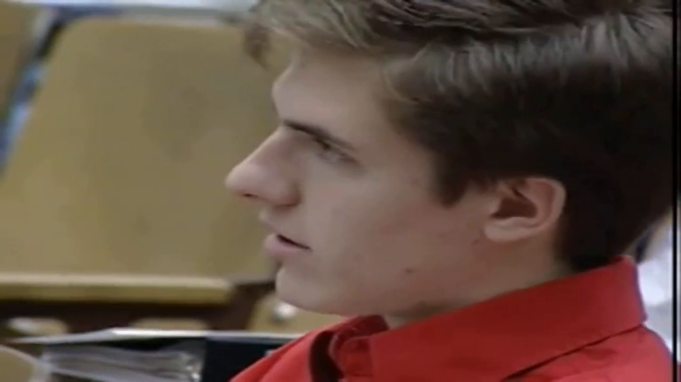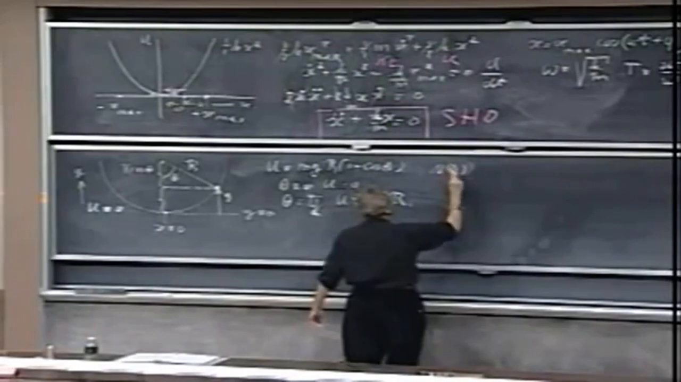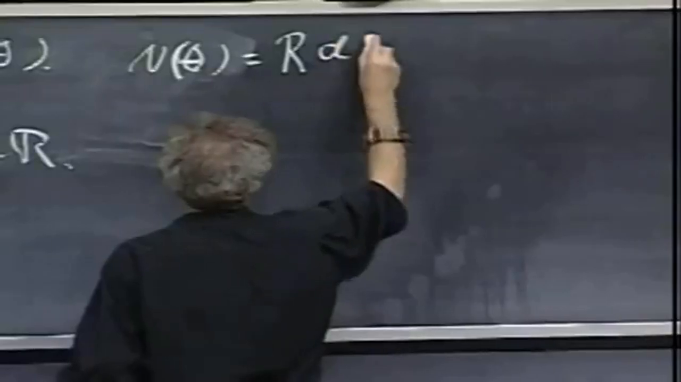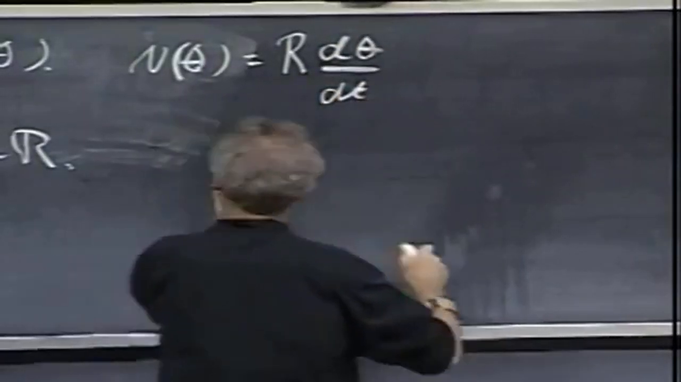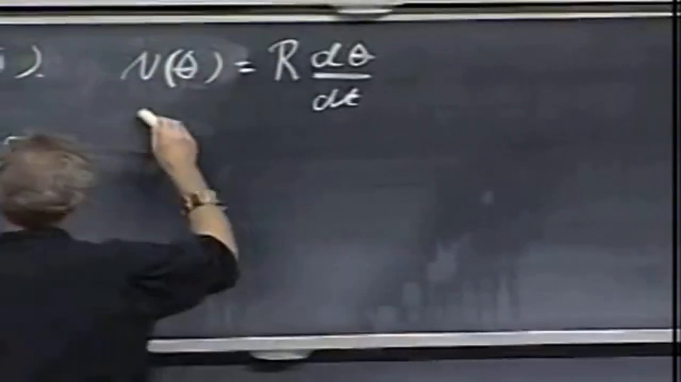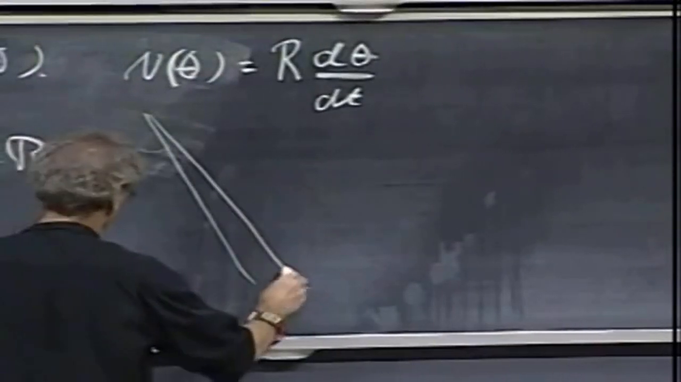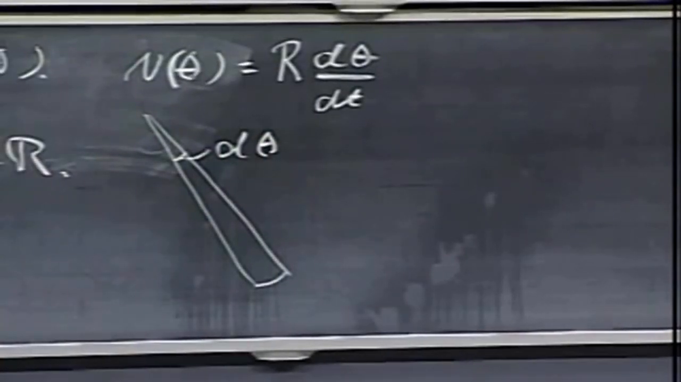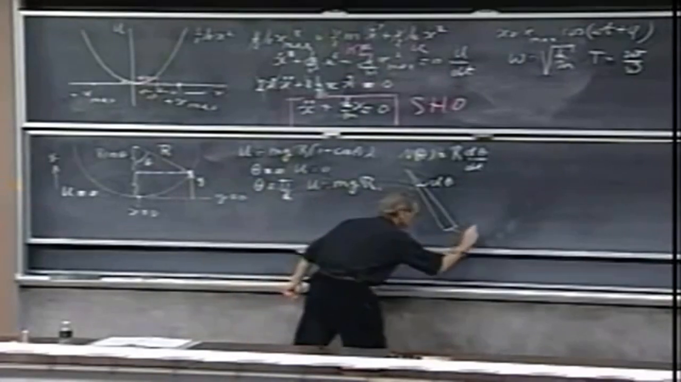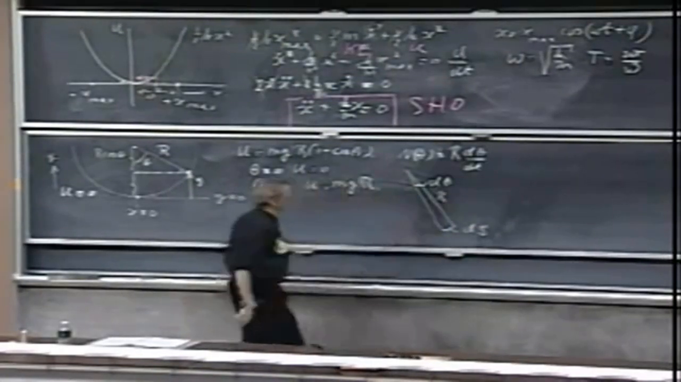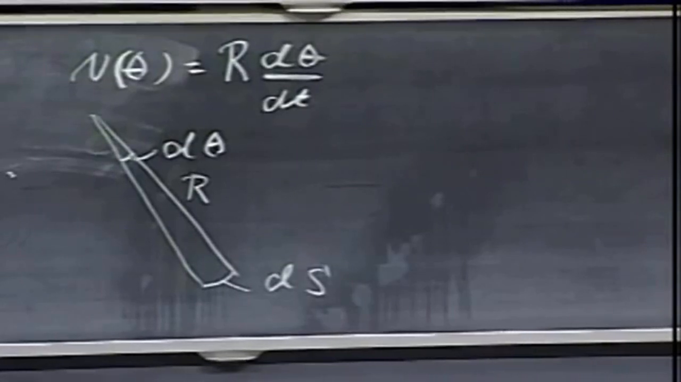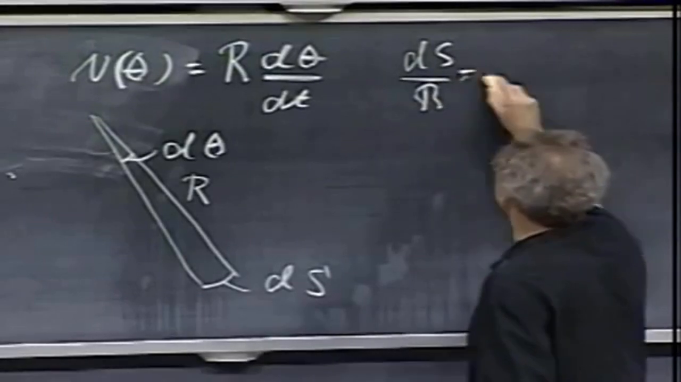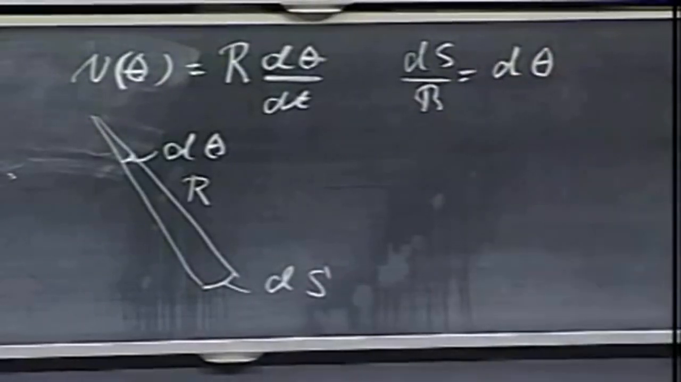The velocity of that object as a function of theta is given by r d theta/dt. And I can make you see that very easily. Let this be the angle d theta. So it moves in a short amount of time over an angle d theta, and the arc here is ds, and the radius is r. The definition of theta, which is in radians, is that ds divided by r equals d theta. That's our definition of radians.